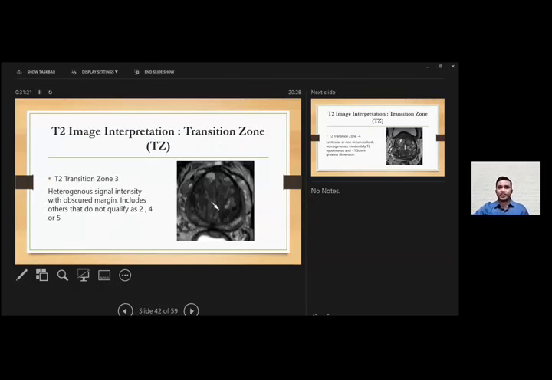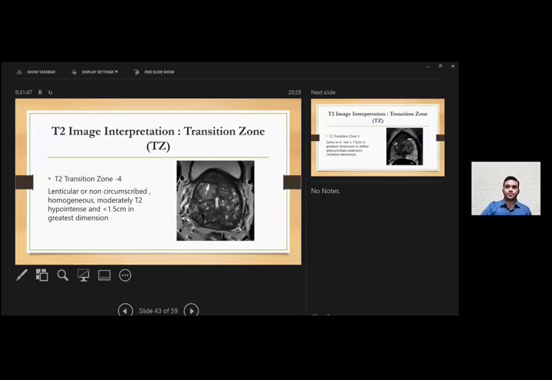Coming to category 3 lesions, when we see a heterogeneous signal intensity area such as this, which does not have a well-defined margin and does not qualify as either 2, 4, or 5, then we can categorize this as 3. However, if such an area shows a diffusion score of 5, then this transition zone lesion is upstaged to 4.